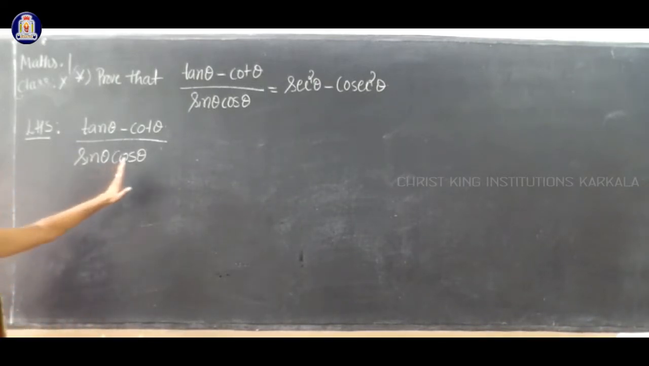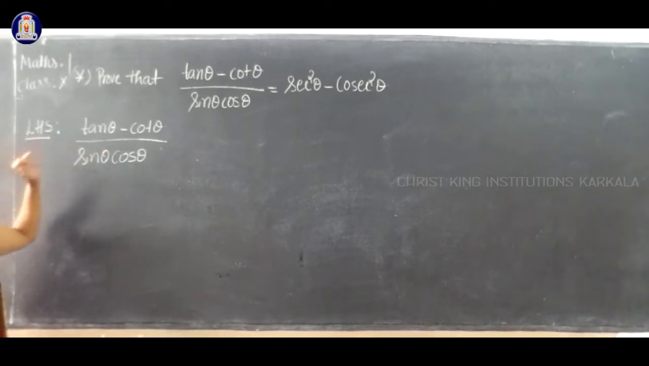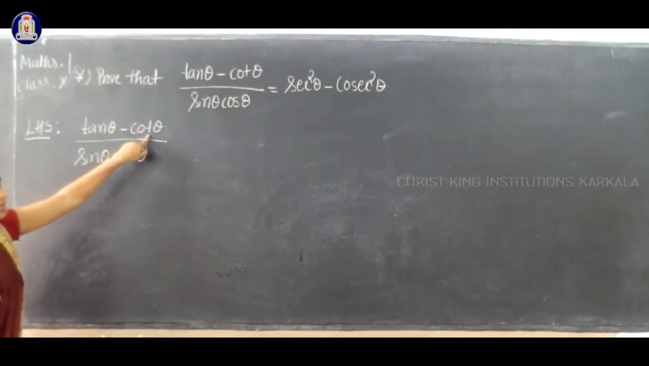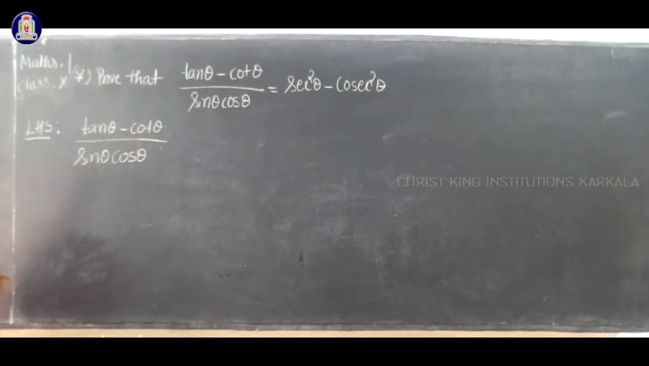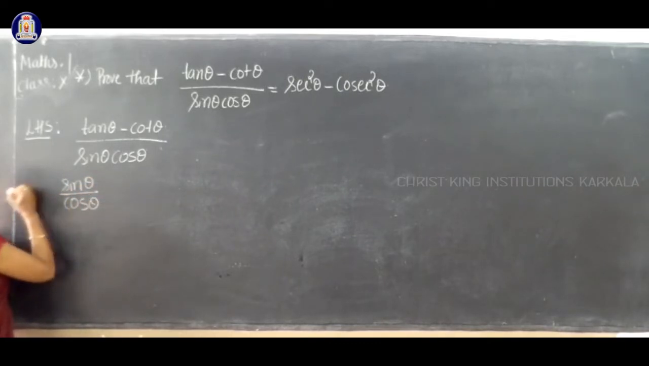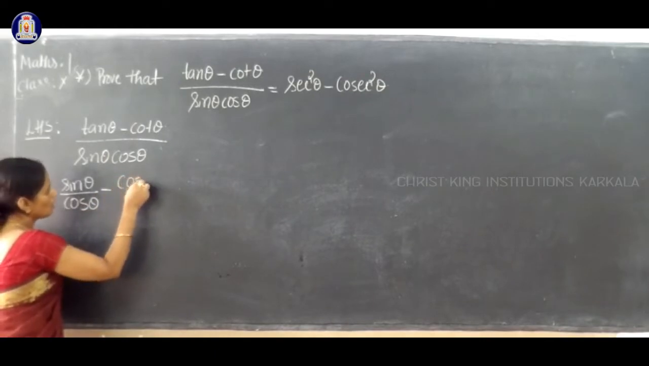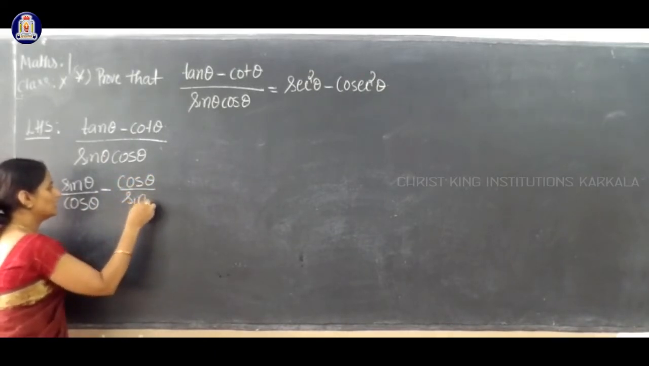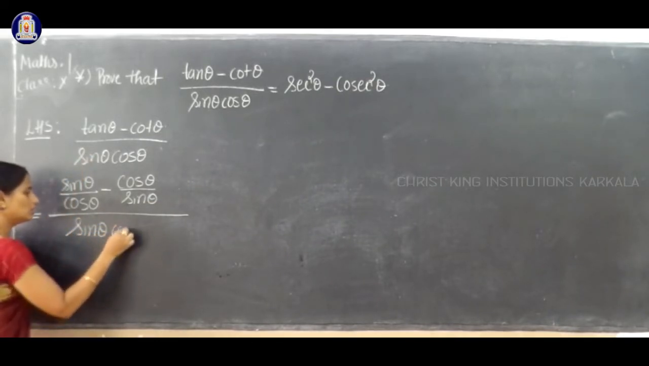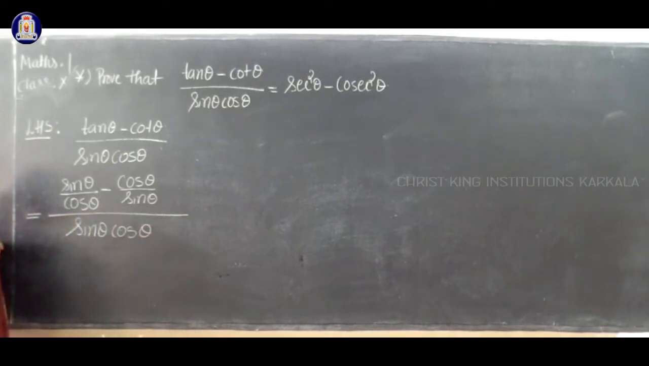So next, is it possible to take LCM? No, right? Now how to simplify this? Change the tan, use the formula for tan. What is tan theta equal to, from your formula list? Sin theta divided by cos theta. And cot theta is cos theta divided by sin theta. So use it. Tan theta is sin theta divided by cos theta minus cot theta, which is cos theta divided by sin theta, whole divided by the denominator sin theta into cos theta.